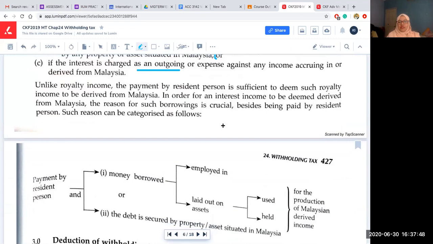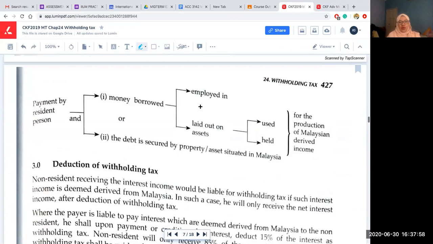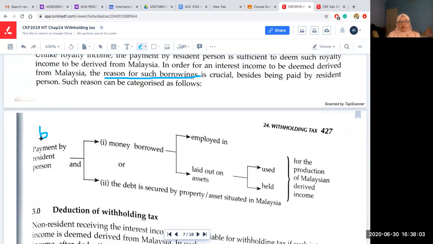In order for interest income to be deemed derived, the reason for such borrowing is crucial, besides being paid by a resident person. Such reason can be categorized as follows. Payment, okay, this is actually for part B. He summarizes part B: payment by a resident person and money borrowed employed in business or money borrowed used on an asset, and the asset is used or held for the production of Malaysian derived income. Alright, or number two, the debt is secured by property or asset situated in Malaysia.